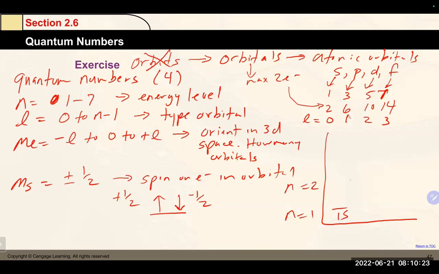When we get to n equals 2, we also have an s orbital, and that is where the p's start. For n equals 3, we have our s's, our p's, and, if I squeeze it in there, our d's, and so forth as we go through the different orbitals. Remember that for every individual L value, you have some M sub L values specific to that particular L value.